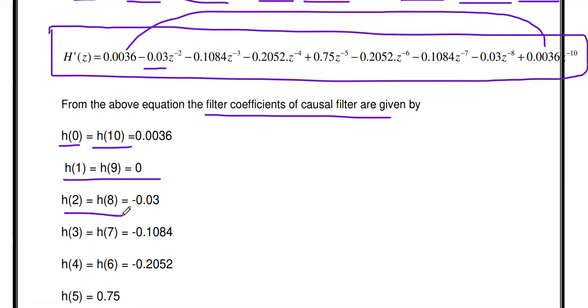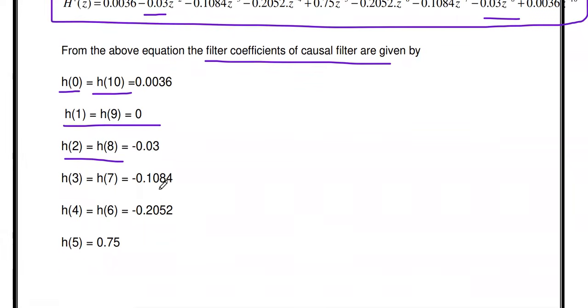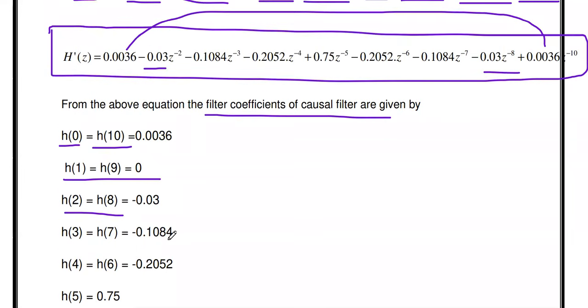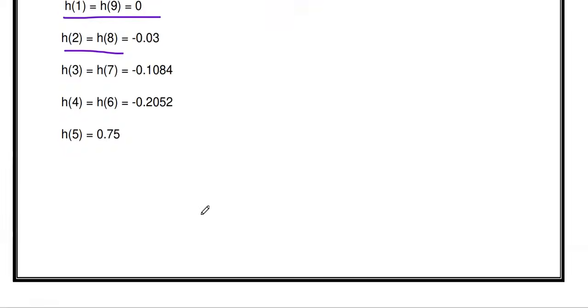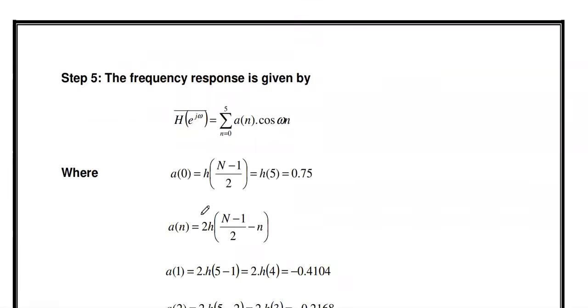Then h of 2, h of 8, the z power minus 2, z power minus 8 term, you just see minus 0.03. Similarly, h of 3, h of 7, it is minus 0.1084. Similarly, h of 4 is minus 0.2052. H of 5 is 0.75. So these are all the filter coefficients we calculated.